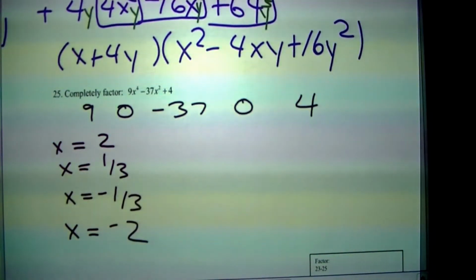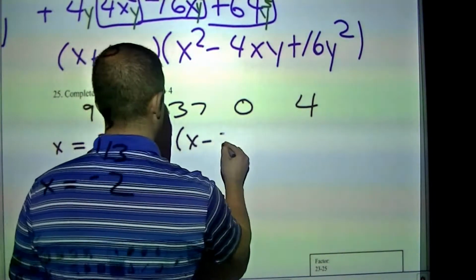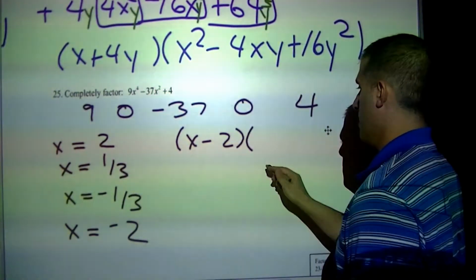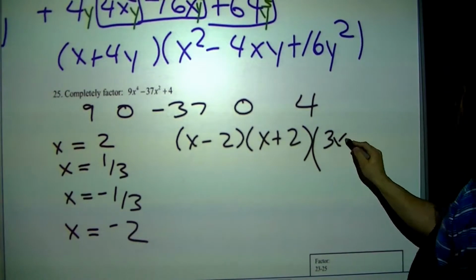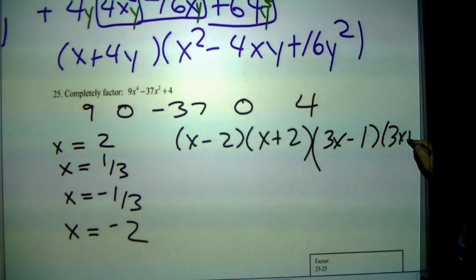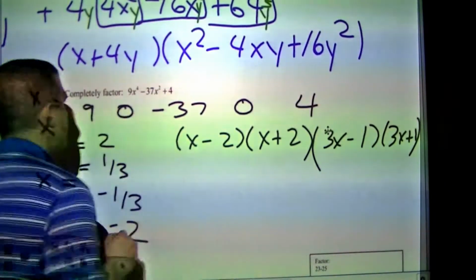Okay? So, as factors, all right, I'll take care of the 2's first. That would be 3x minus 1, 3x plus 1, okay? That's one way of doing it.